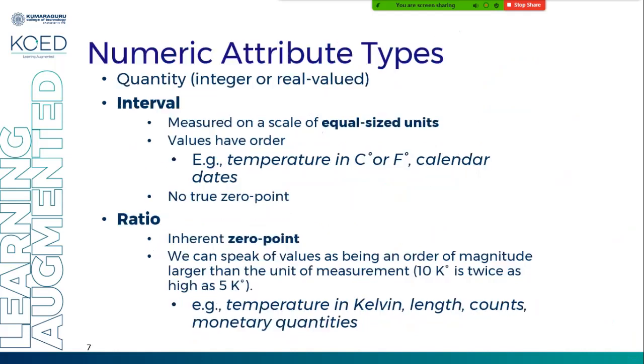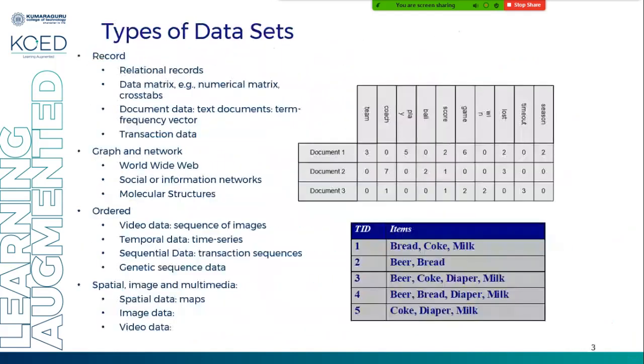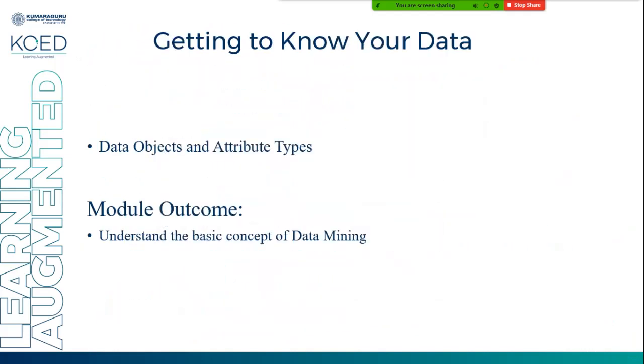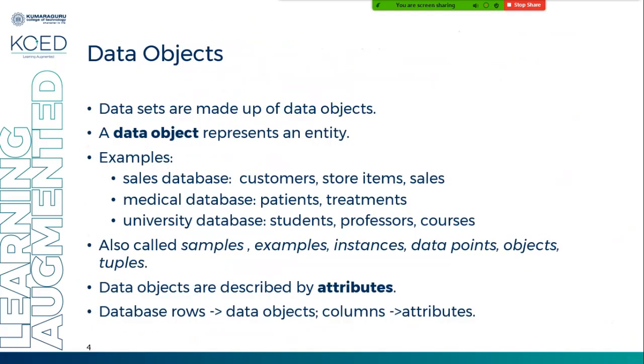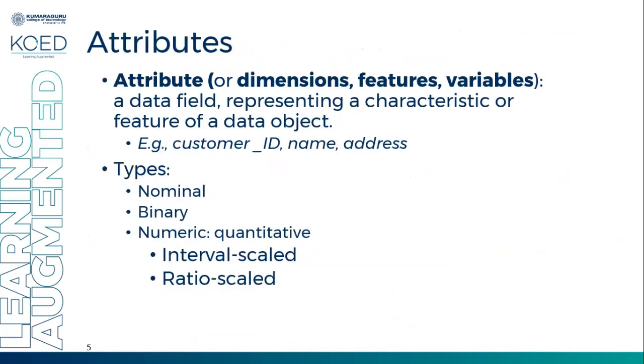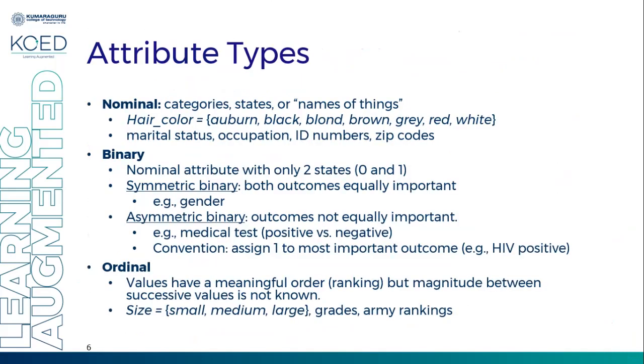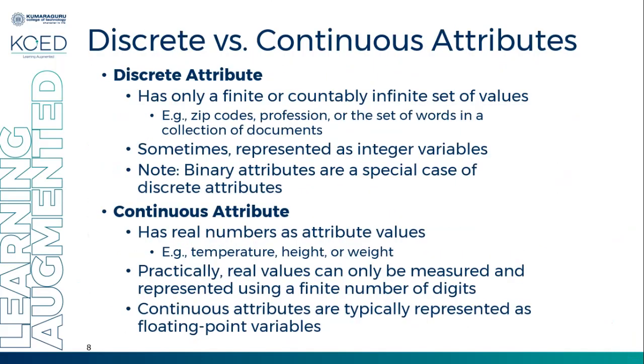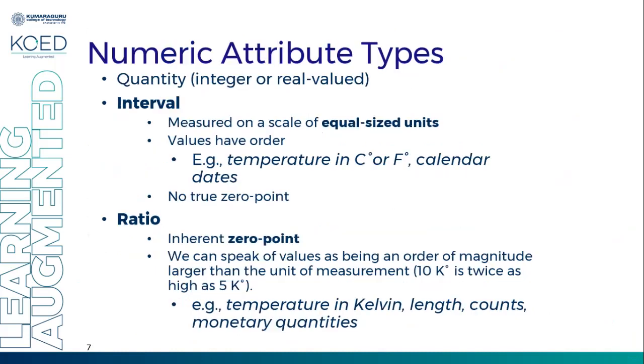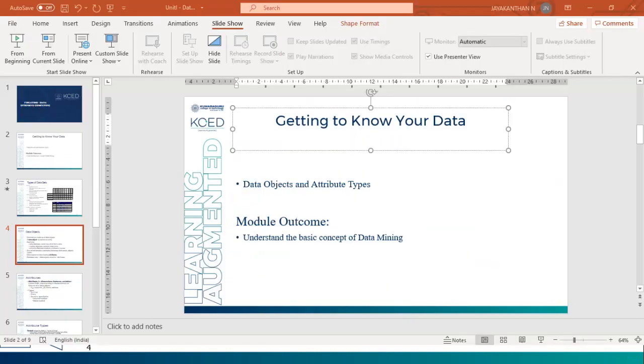So that's it. In this video lecture, we discussed the types of data sets, data objects, and attributes: the different types of attributes, nominal, binary, and numeric, as well as the broad categories, discrete and continuous attributes. That's it for the class.